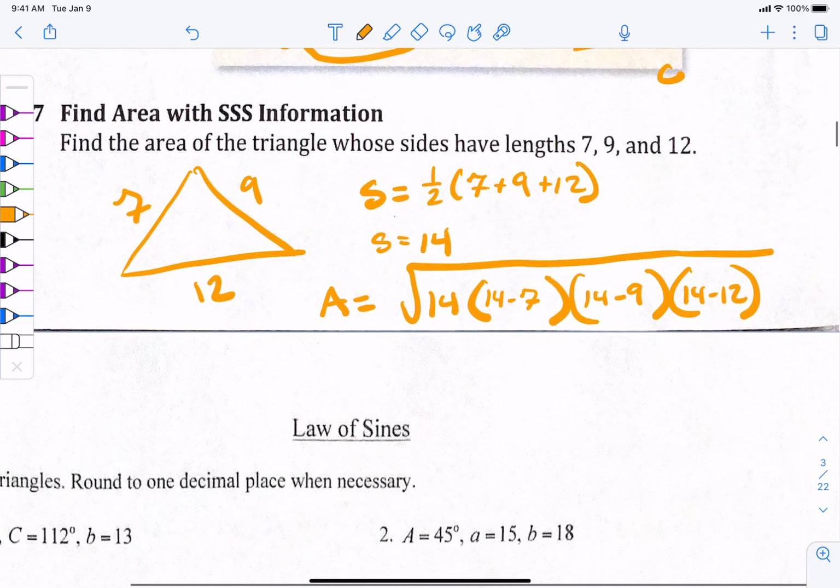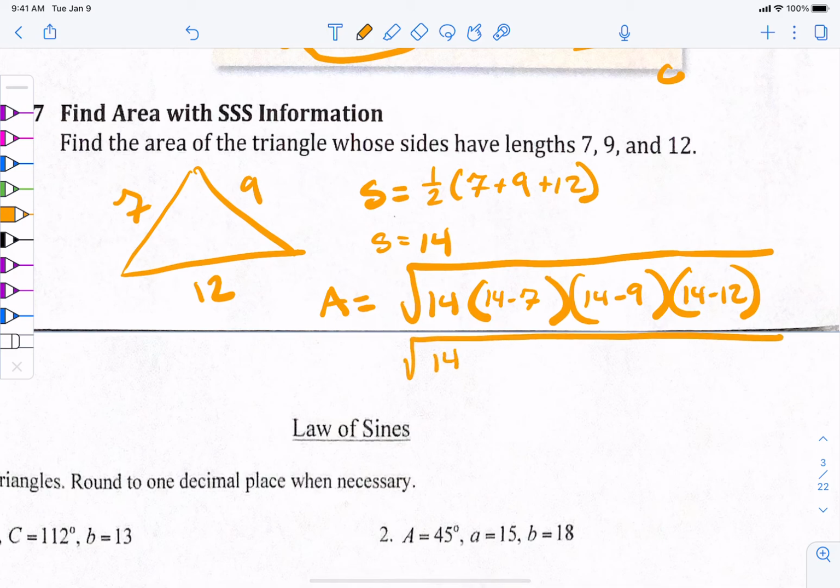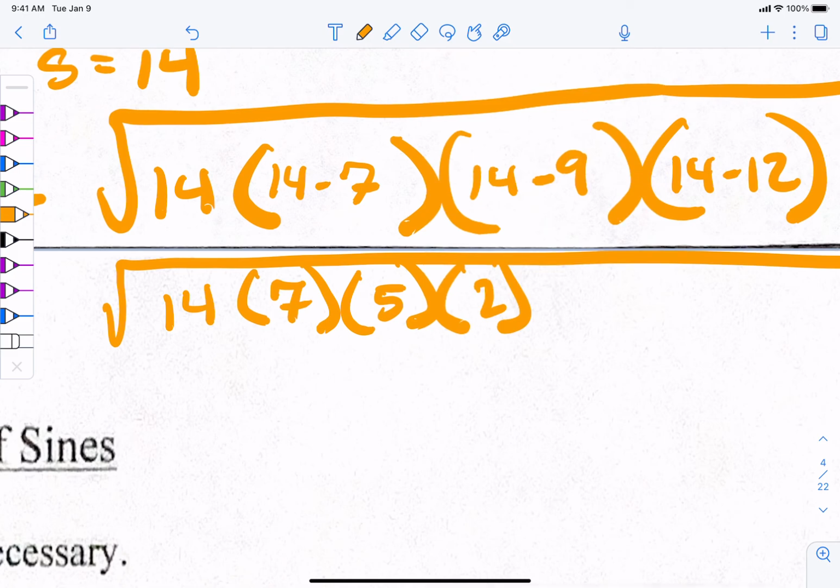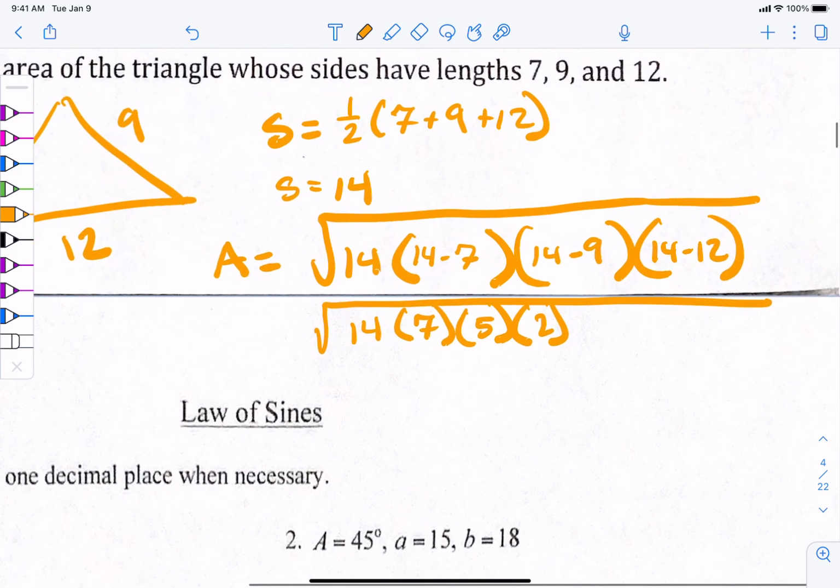Since that comes out really nice, let's do some in your head before you type it into the calculator. 14, what's 14 minus 7? 7. 14 minus 9? 5. 14 minus 12? 2. You can do some of that in your head, right? Maybe? Yeah? Really, I can take 5 times 2 and take it times 7 also. Okay? That's going to be the area.